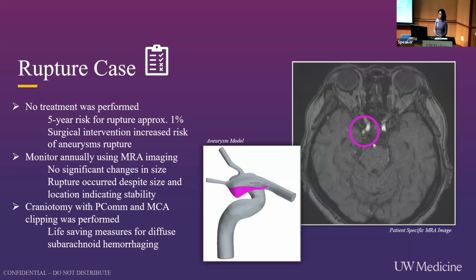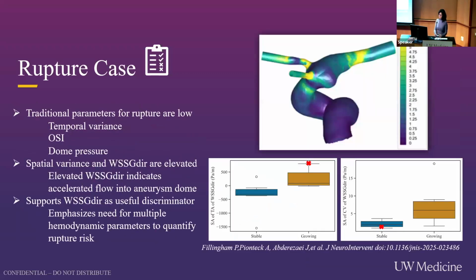Unfortunately, a couple months short of the second screening, the right PCOM and right MCA bifurcation aneurysms both ruptured, followed by a craniotomy with PCOM and MCA clipping. So what happened? Why did it rupture? This is where CFD comes in to help answer this question.